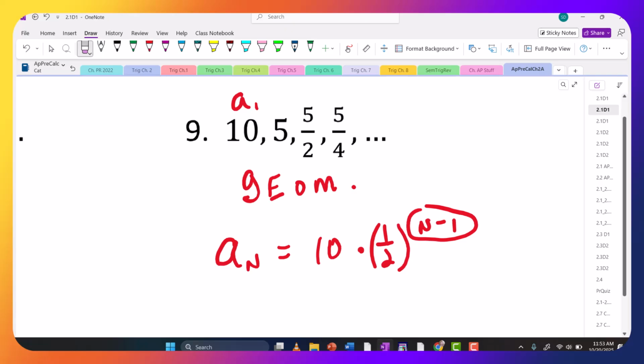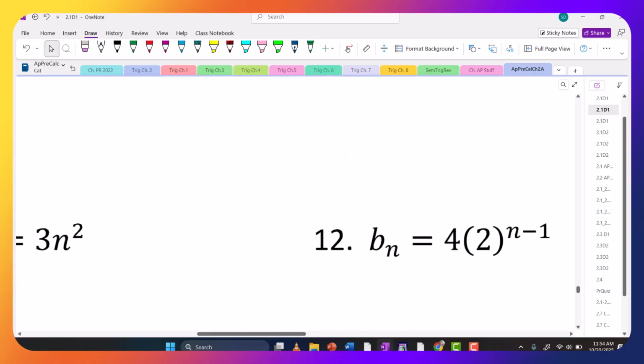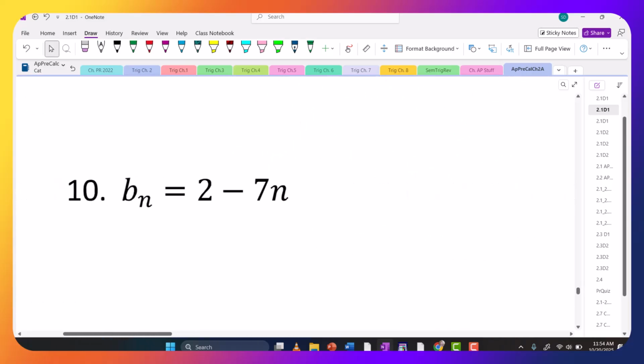That's why it works. Because now what I'm supposed to be able to do is plug in 1. 1 minus 1 is 0. Half of the 0 is 1. 1 times 10 is 10. I'm supposed to be able to plug in 1 and get 10. I'm supposed to plug in 4 and get 5/4. I don't want to hurt your head on this, but when I plug in 4, 4 minus 1 is 3. 1/2 raised to the third is 1/8. 1/8 of 10 is 10/8, which reduces to 5/4. So I did want to show you that that does create the fourth term as well.